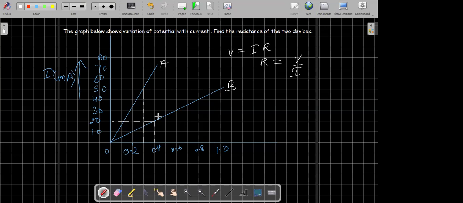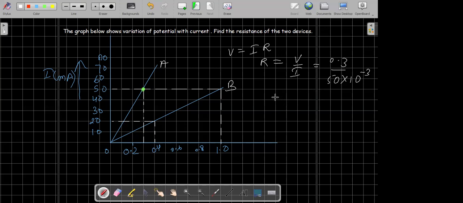Right. So for the graph A, I can take this point. For the graph A, I can consider this point. And with this point, I know the value of V and I. For this point, I know the value of V is for potential of 0.3 volt. There is a current of 50 milliampere. So it is 50 multiplied by 10 to the power minus 3.